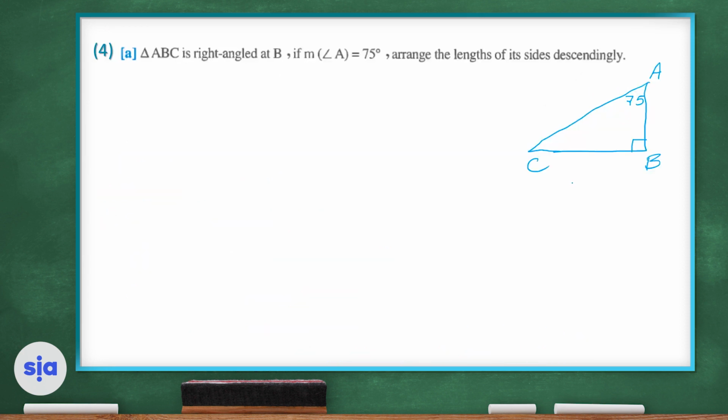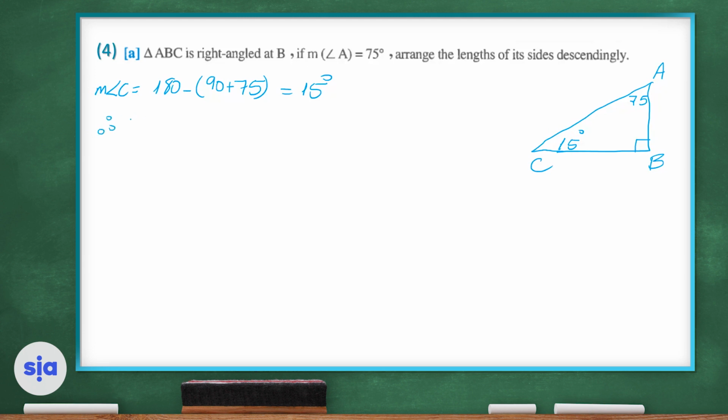Question number 4. Triangle ABC is right angled at B. If the measure of angle A equals 75 degrees, arrange the length of the sides descendingly. The first thing to do is to draw the triangle. So we can easily find the measure of angle C, which is 180 minus the sum of 90 and 75, which is 15 degrees. So C is 15 degrees.